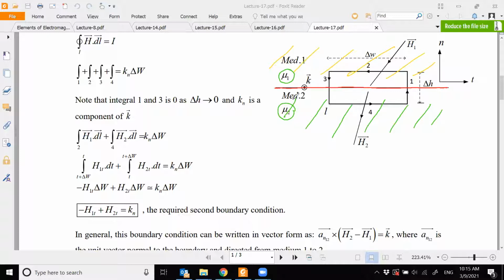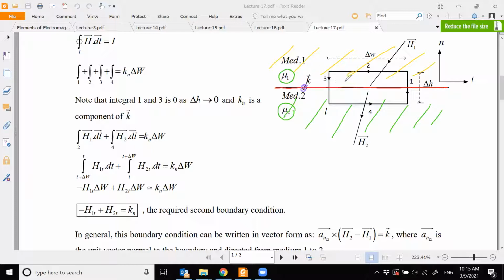So these are the two mediums. Now we are assuming, and this is important, that there is a surface current on the boundary. And this surface current is defined as K bar.